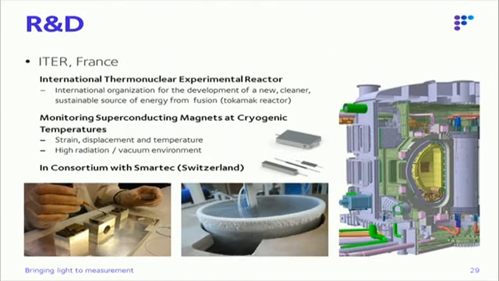At last, I think, so we are talking a lot about energy. So the ITER project, together with Smartec, we won the instrumentation of the superconducting magnets of the ITER. So we are right now producing around 600 sensors for monitoring strain, displacement, and temperature in these very demanding conditions with high radiation, vacuum, and high electromagnetic fields. So this is maybe the biggest project we are involved in terms of production right now.